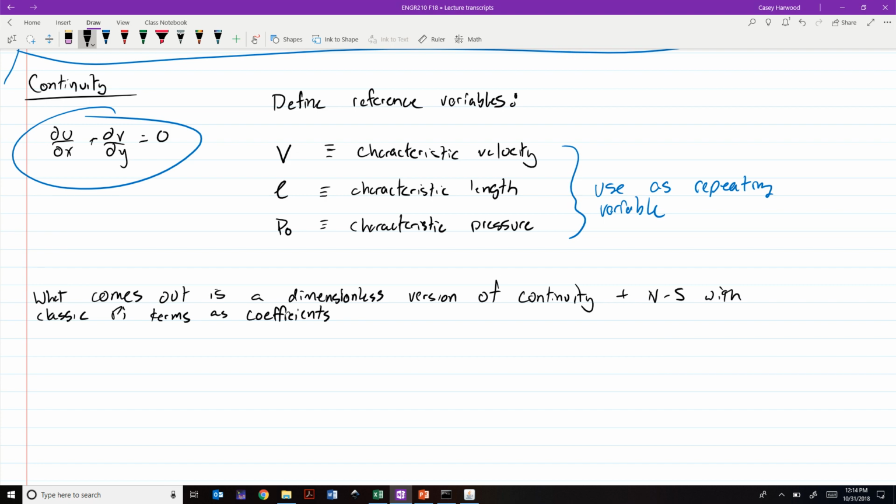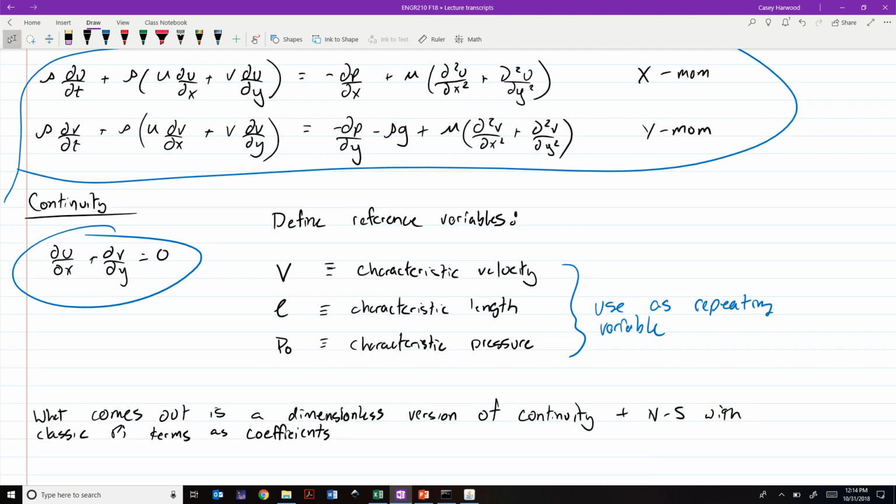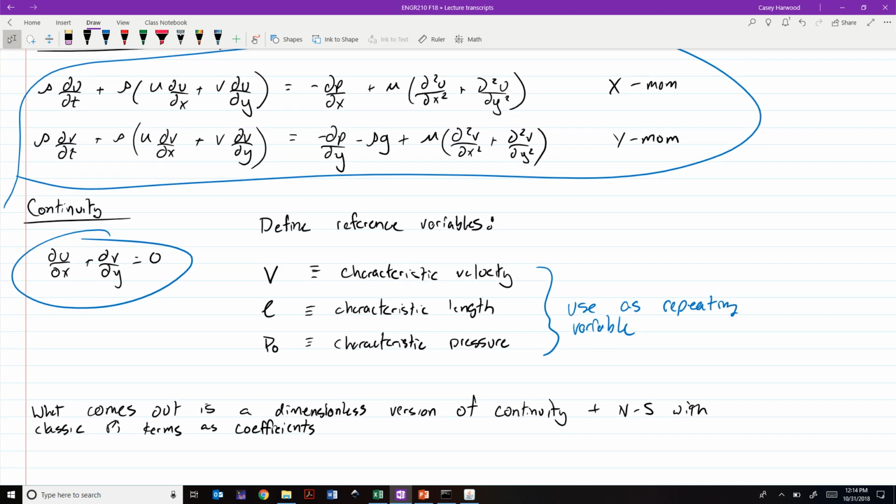And so those pi terms, basically we're dividing things through. Let's take a look at the viscous term in the momentum equation. We've got viscosity here. If we divide that by rho, V, and L, and divide everything else in here by the appropriate reference variables, we end up with a Reynolds number there. And so it's a classic pi term that's included as a coefficient on some of our other variables.